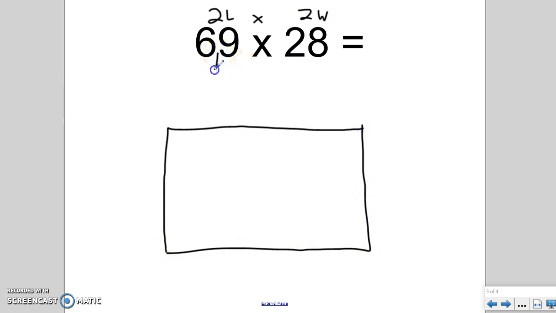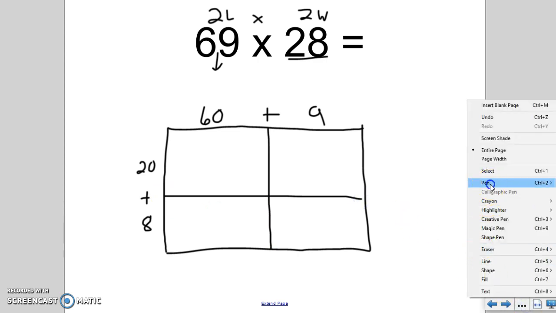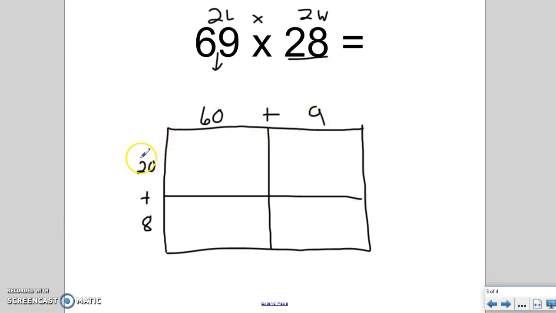And 69 is 60 plus 9. That's my length. And this is going to be my width, which is 20 plus 8. And when I draw my columns and draw my rows, I now have a great place to do my box and dot for these 4 pieces.